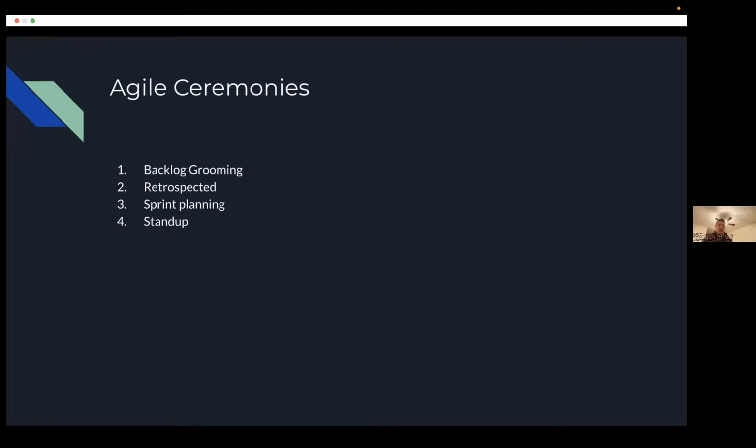So there's a few ceremonies in Agile. There's backlog grooming. Usually the different team members will meet with a product owner, and they'll look at all the different stories. They'll fill in story descriptions. They'll point stories. They'll say how long the story is going to take. They're trying to make sure the story is ready to go.